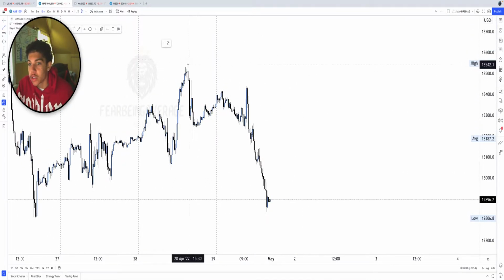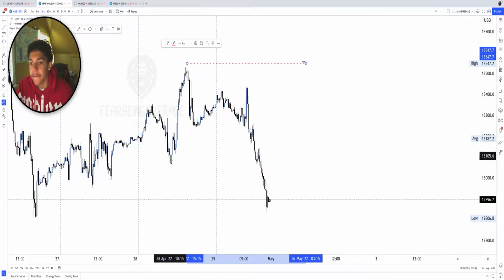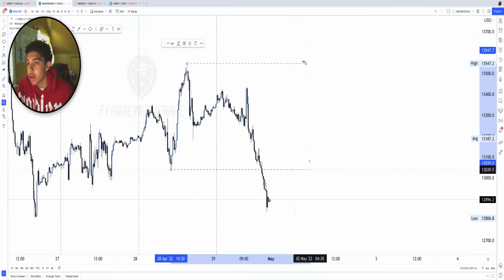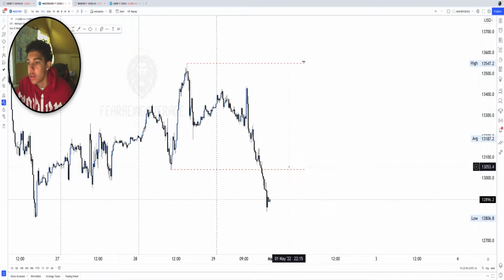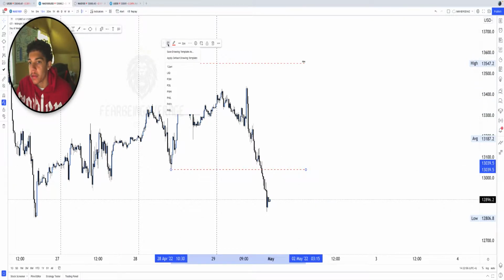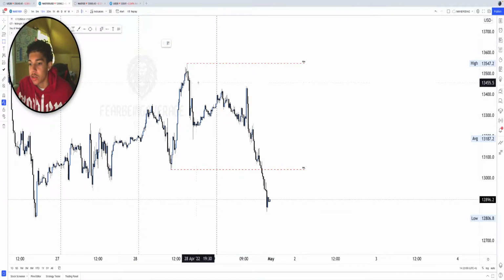So, we're going to start off by marking up Thursday's previous day's high and previous day's low. We got the previous day's high there. We got the previous day's low. Boom. We're going to get Thursday's Asian session range. So from 18 o'clock all the way to midnight. And then I'm going to get the 12 a.m. open.